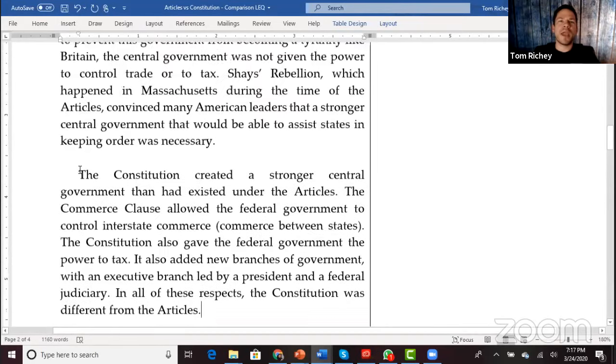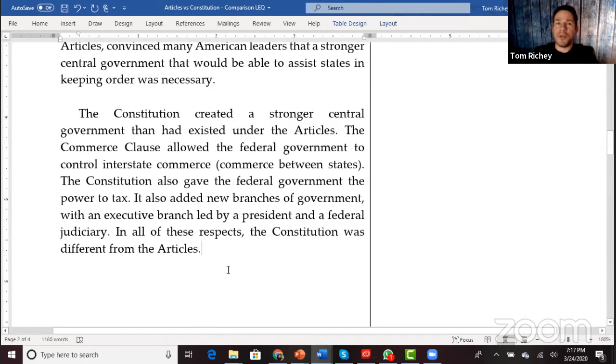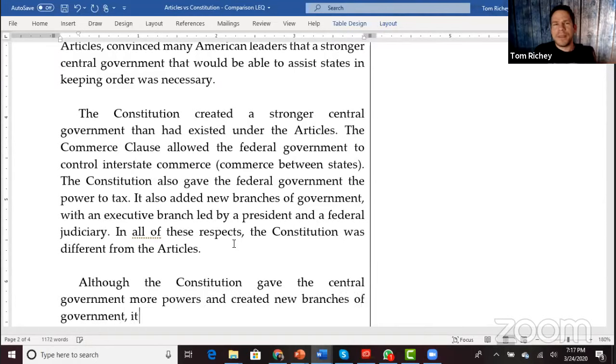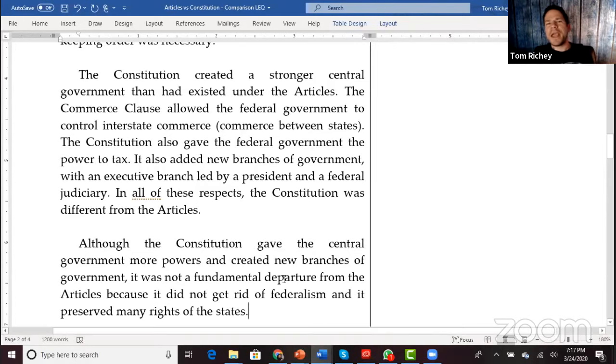Okay, so what I've done here is I've gone on about the Articles, then I've gone into how the Constitution was different. And then I'll go into the last paragraph, where I will note that although the Constitution gave the central government more powers and created new branches of government, it was not a fundamental departure from the Articles, because it did not get rid of federalism. It preserved many rights of the states. So I'm making a clear argumentative sentence there.